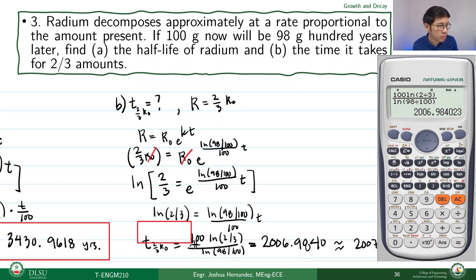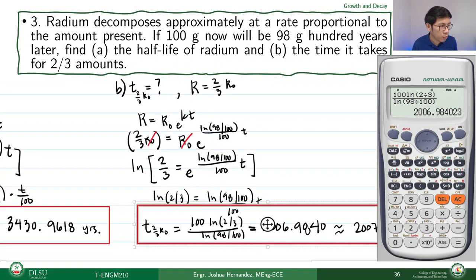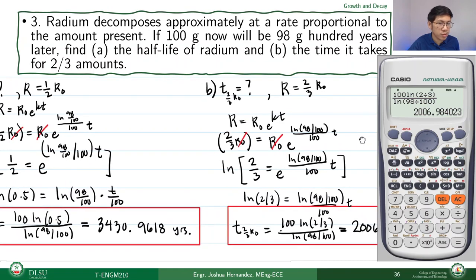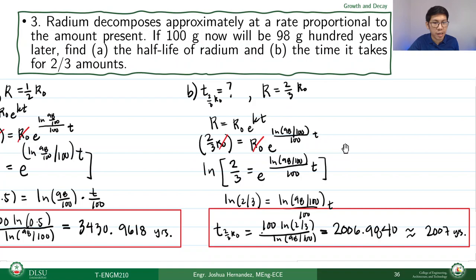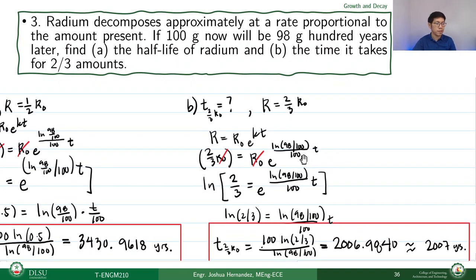Solution. Finding out what year will it reach two-thirds its value. Ayan. 2007. Makikita nyo, no? Yung difference, 3430 tsaka 2007. Sa half-life, mas matagal. Pero two-thirds is value is 2007 years ang abot.